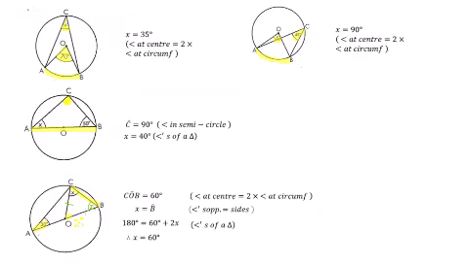So starting with finding the angle, COB is 60 degrees. Reason: angle at the center is equal to 2 times angle at the circumference. Then x is equal to B, angles opposite equal sides are equal, and then 180 degrees is equal to 60 degrees plus 2x, which is angles of a triangle, and then x is equal to 60 degrees.